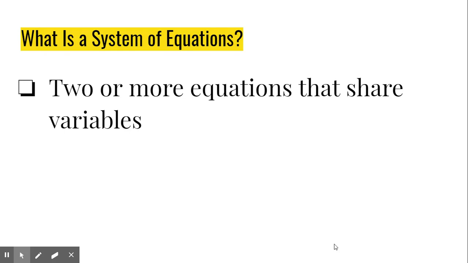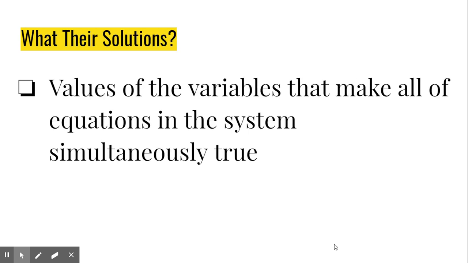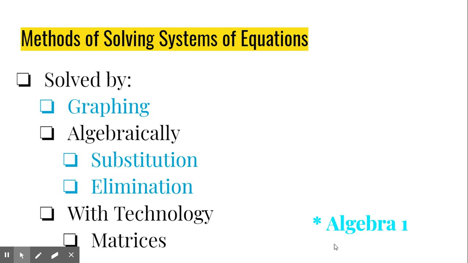Now, what exactly is a system of equations? It's 2 or more equations that share variables. And what do solutions look like? Well, those are the values for the variables that make all of the equations in the system true at the same time, or simultaneously.